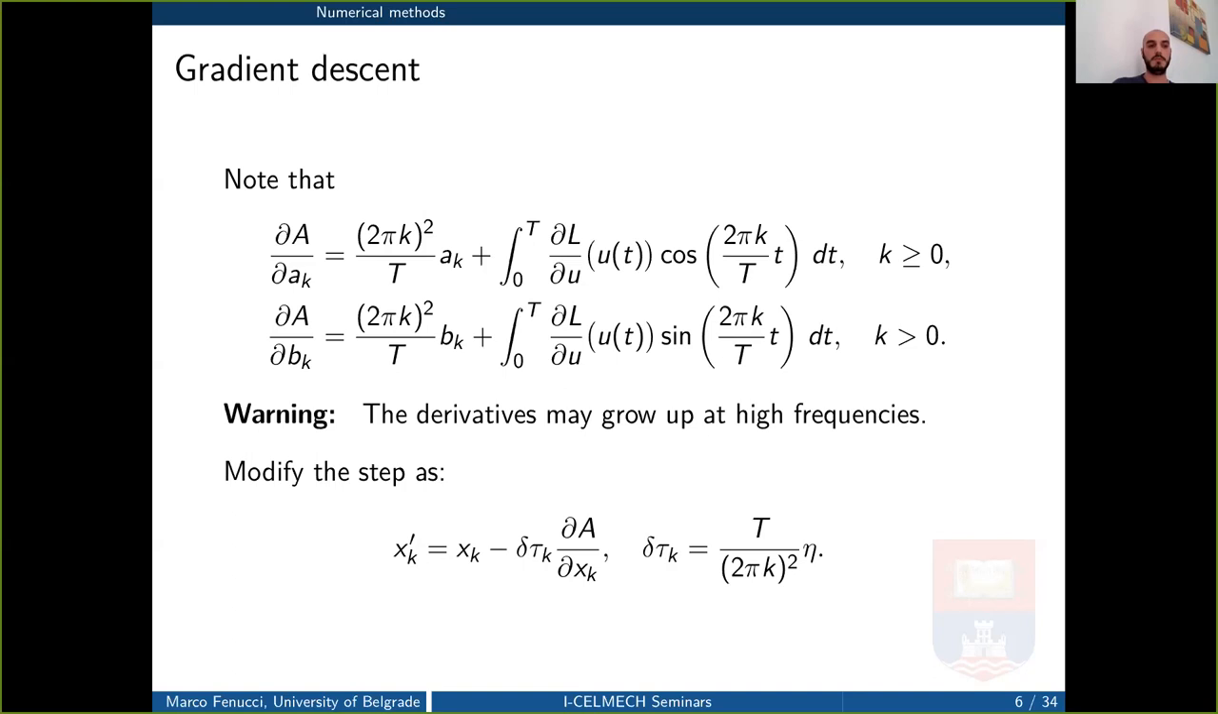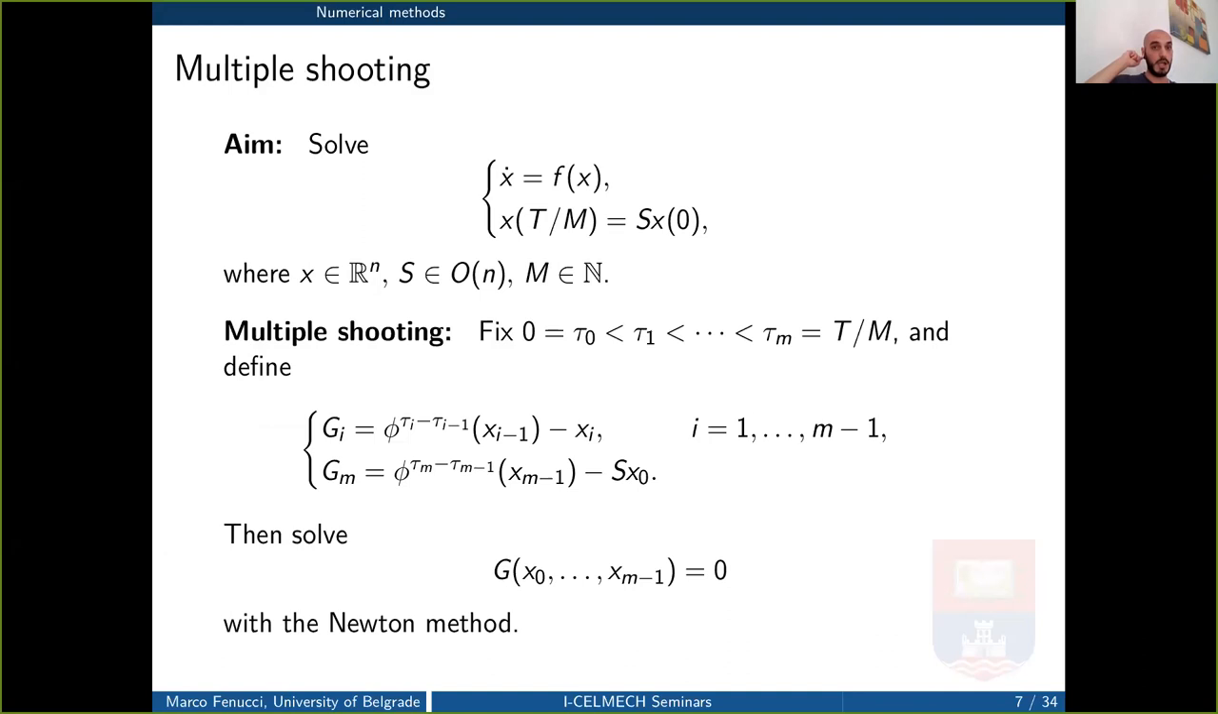So another method useful to compute periodic orbits is the shooting method. The goal of this method is to solve this boundary value problem where we have the dynamics given by the Lagrangian, and we have a periodic boundary condition. I wrote this condition in this way because we can also take into account symmetries. But if you take m equal to 1 and s equal to the identity, you simply have the periodic boundary condition. So the shooting method is defined in this way.